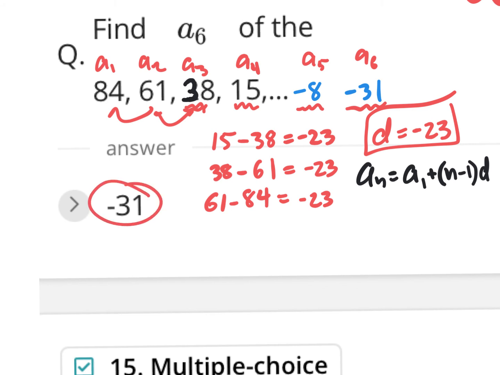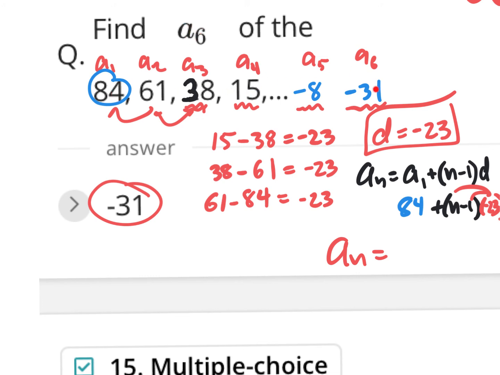Now, of course, you could have taken the 84 and plugged it in there, and then you'd have the plus n minus 1 times the common difference, negative 23. You could distribute and combine like terms, and then you'd have the a sub n rule, and then you could plug in the number 6, and do all that crazy work to get that answer, negative 31. But it's a lot easier because they're asking only for the 6th term, and you already have 4 right here.